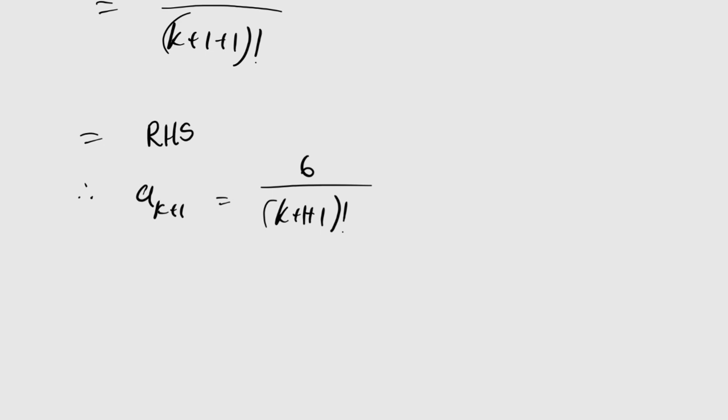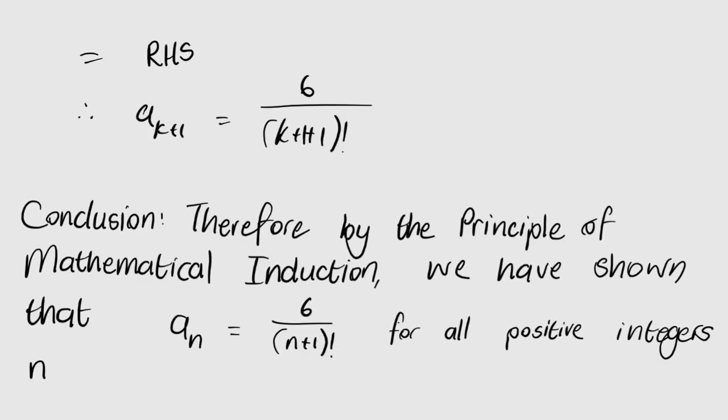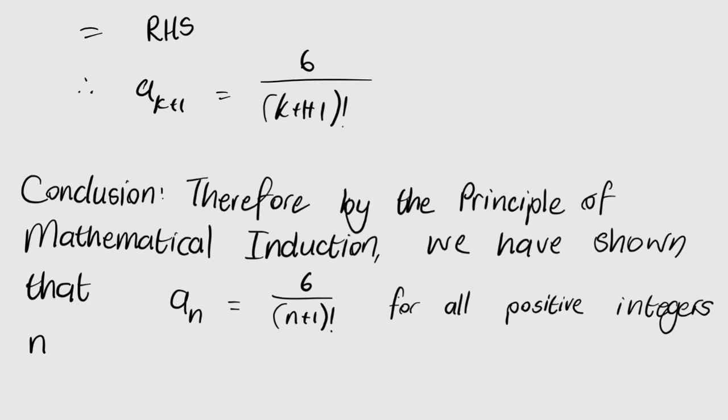And then let me just write the conclusion and I'll be back. Therefore, by the principle of mathematical induction, we have shown that a_n is equal to 6 over (n plus 1) factorial for all positive integers n.